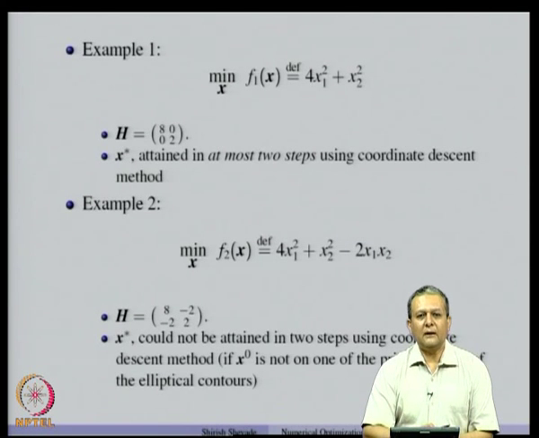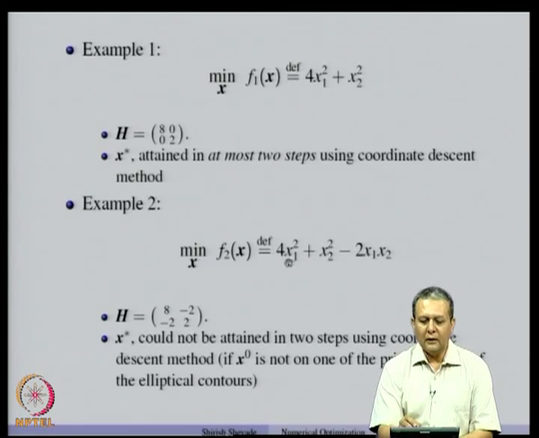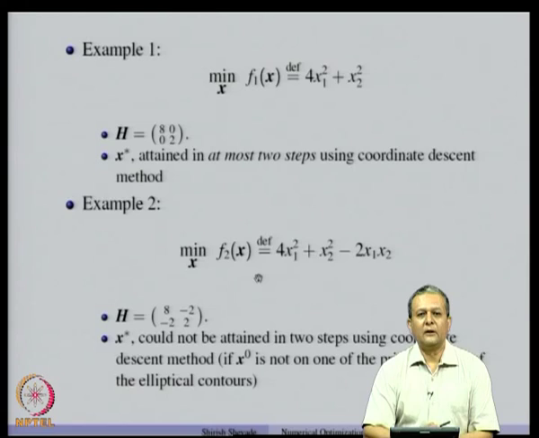So, is there any way to transform the problem into some other space, or in terms of other variables, so that this function becomes separable in terms of the variables? If that happens, then the Hessian matrix will be a diagonal matrix, and we would be able to use coordinate descent in that new space and get the solution in at most n steps for an n-dimensional problem.